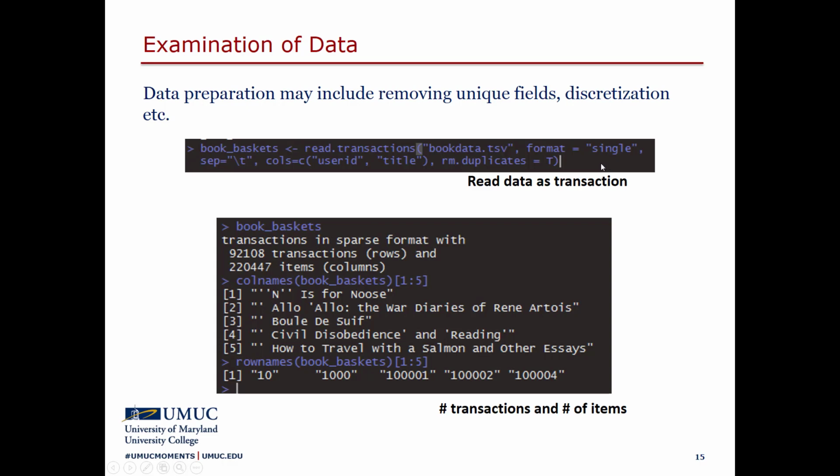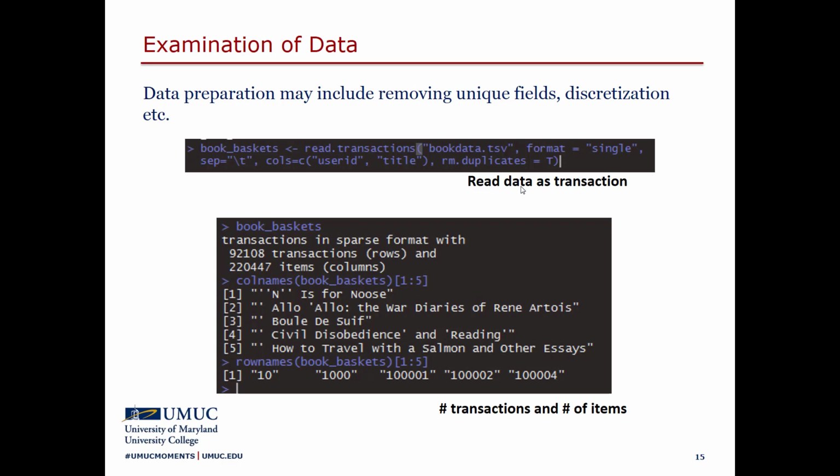What that means is each item will be on its own row, an individual row. Another option is to load it in a basket format, so that an individual row will have all the items saved in a basket. This is a tab separated file, so the separation will be tab, and we're interested to load only the user ID and the title of the book. And we're removing duplicates here just in case some customers purchased different versions of the same book, so you don't consider that multiple different books.